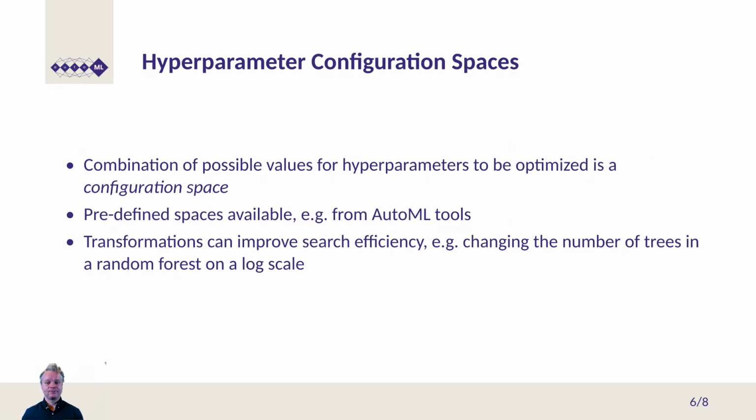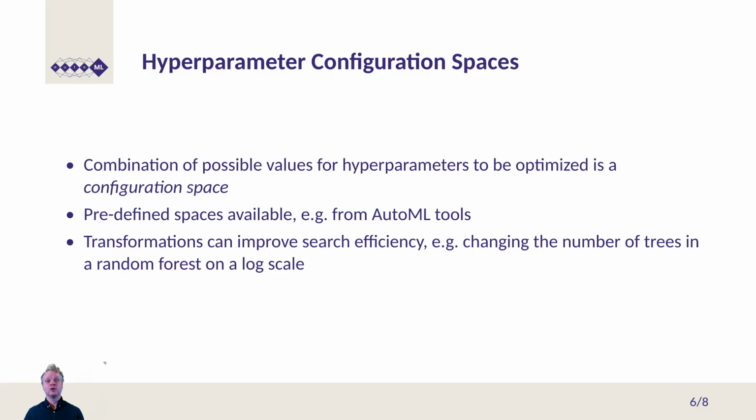So yeah, we call the combination of all possible values for hyperparameters that we want to optimize over a configuration space. So this is essentially the space in which we search for a hyperparameter configuration that will give us the best performance on the particular data set that we're dealing with. Predefined spaces are available, in particular from AutoML tools, so you can download your AutoML tool of choice, and that will already come with a configuration space. In practice, specifying this, as I said, is not entirely straightforward.